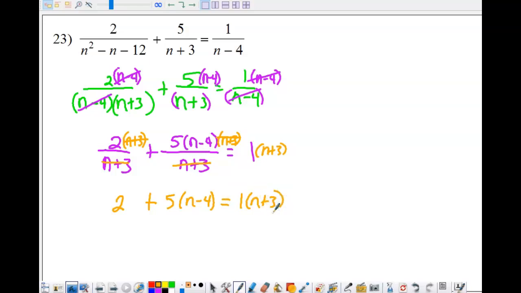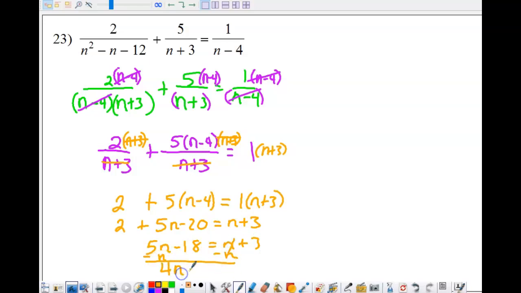And then we're going to go ahead and just solve what we have left here using some basic algebra. So distribution. Combining like terms. Moving the ends onto one side. And so on. If I add 18 to both sides, I will get 21. And then we divide by 4.